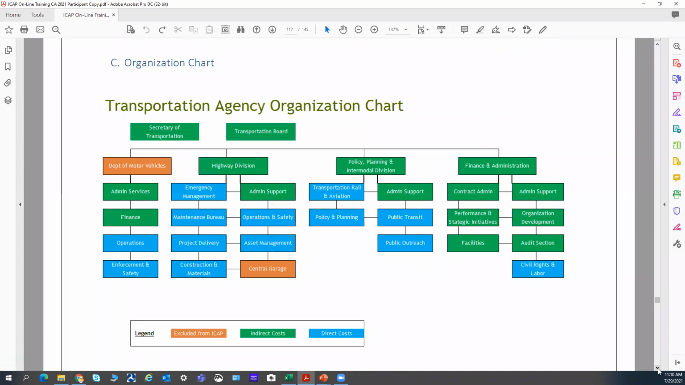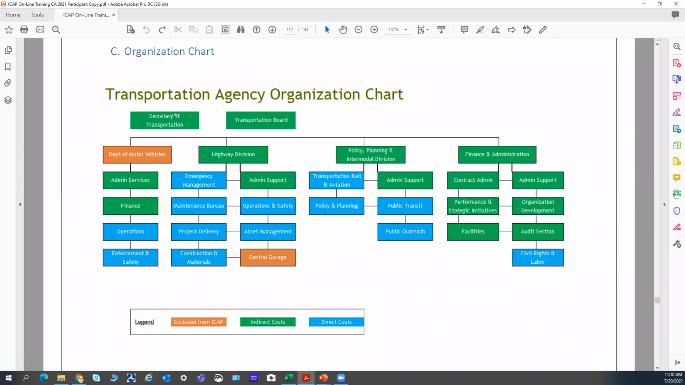Your org chart, I mentioned this on day one, I just want to revisit it. This is also a requirement in Appendix 7. This one's kind of unique because they were able to identify the departments, whether they're going to be indirect, direct, or even excluded from the ICAP. And we'll get to that piece in a minute. You can see the Department of Motor Vehicles was excluded from their indirect cost plan. And when I say excluded, they're not claiming any indirect costs from the Department of Motor Vehicles, and they're also not including any salaries or wages from that department either.